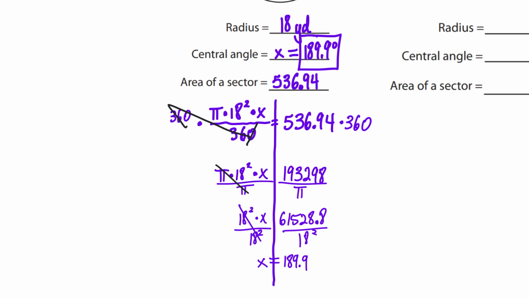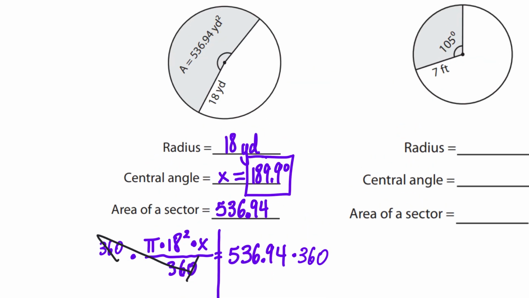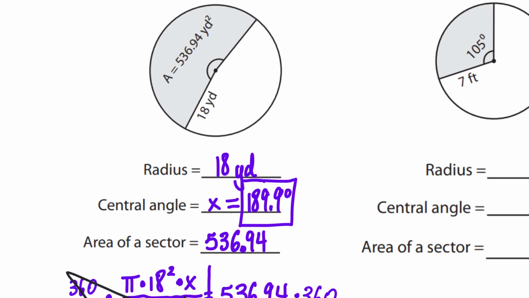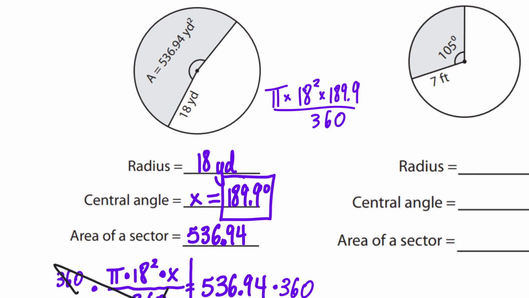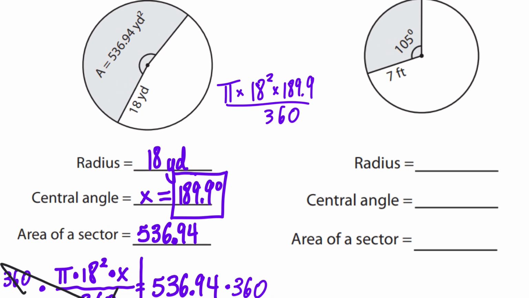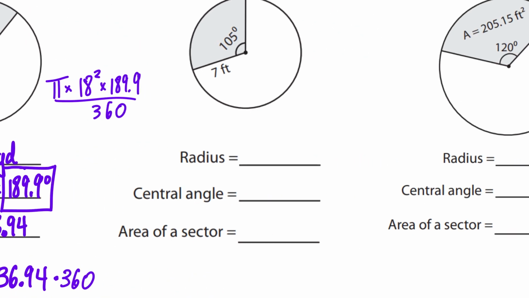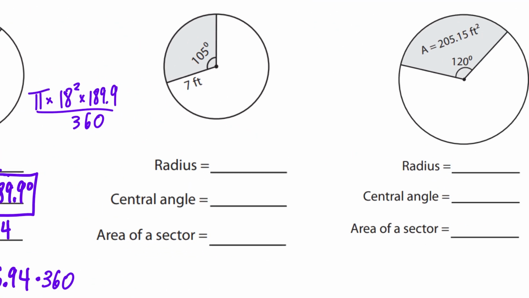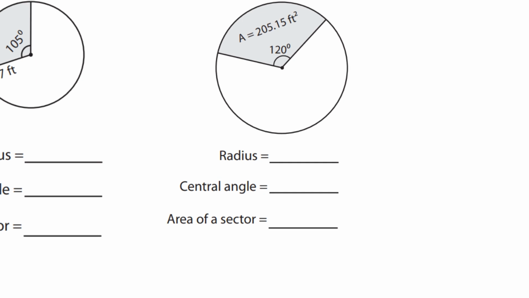Now, what you could do to check to make sure that all is good is just go back and plug everything back in. Just do pi times 18 squared times 189.9 over 360. Just plugging in what we solved for and make sure that gives you that 536.94. We rounded a little bit, so it's going to be off by just a hair, but should be pretty close. I'm going to skip that middle one because it's really the exact same stuff we've already been doing. Let's look at the last one.